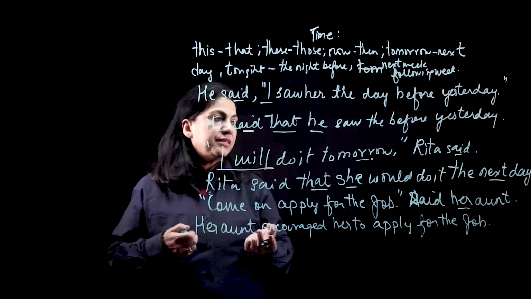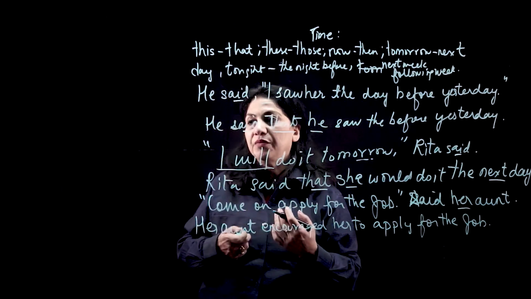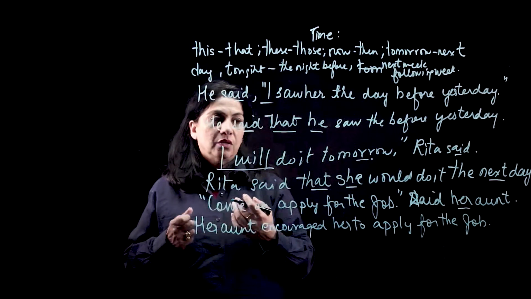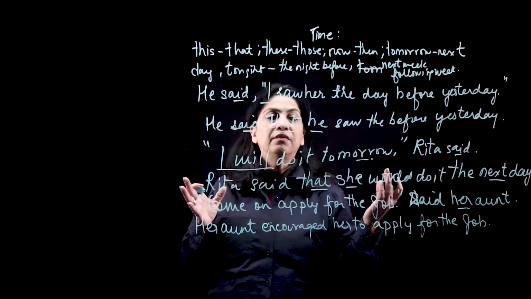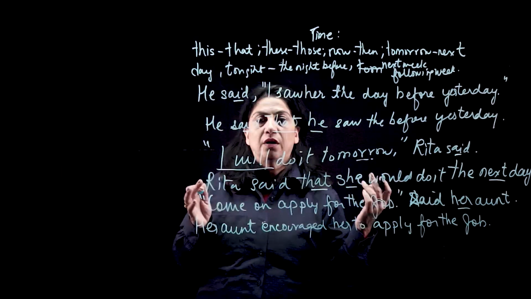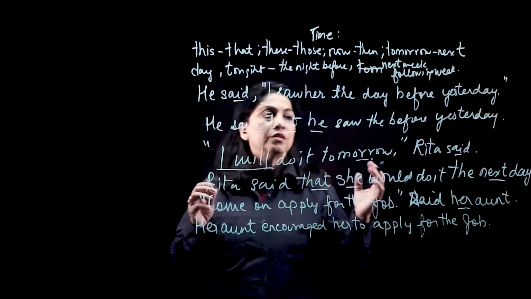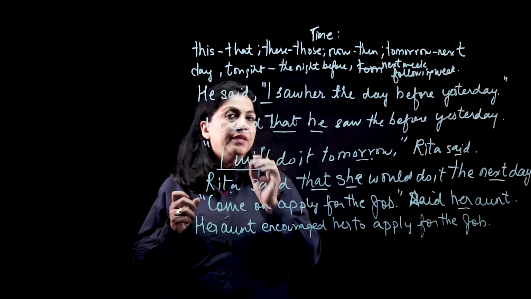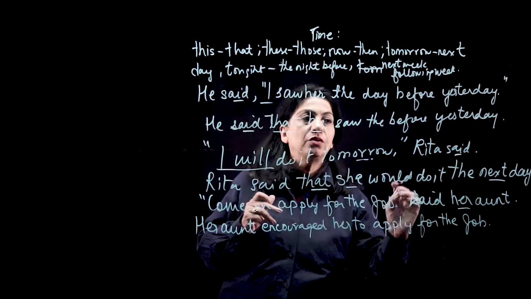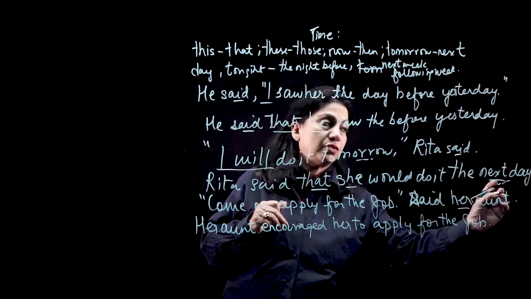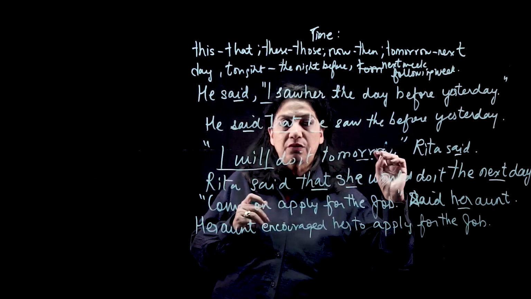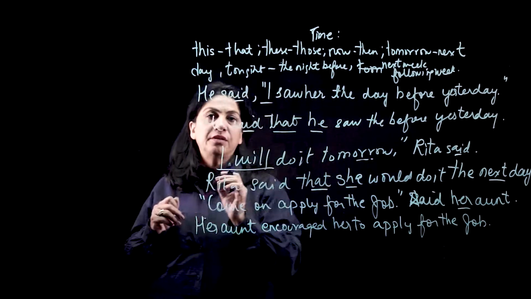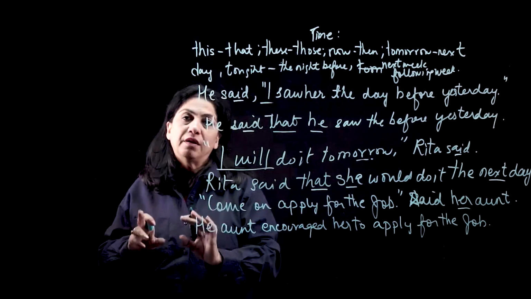So if a sentence is, don't leave your house unlocked, that is an advice. Don't leave your house unlocked, said my friends. So my friends advised me not to leave my house unlocked. Have you understood? So it became an advice, and your reporting word became advised.